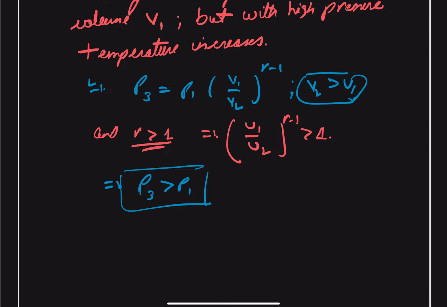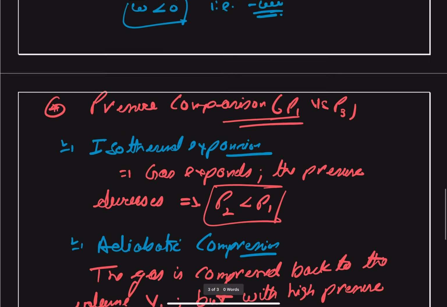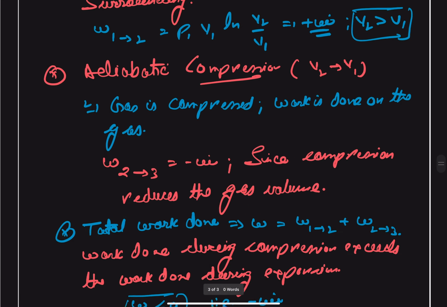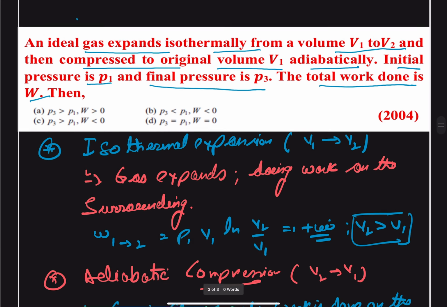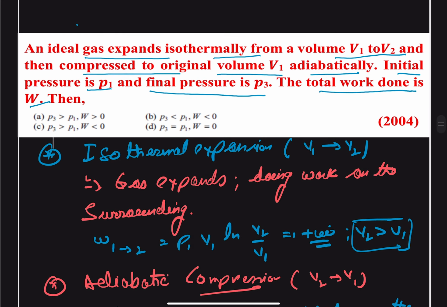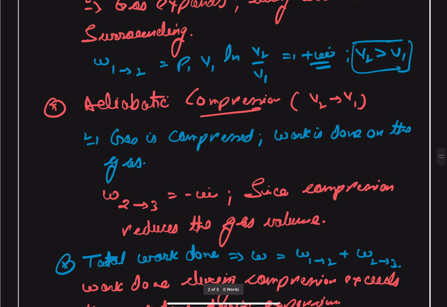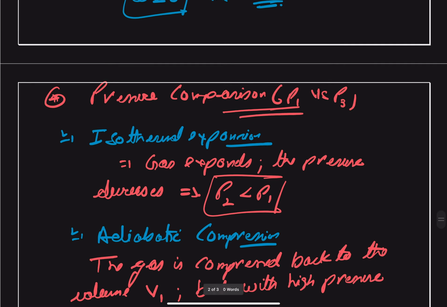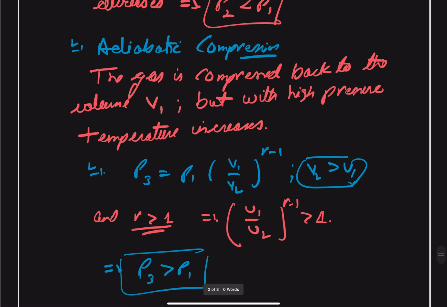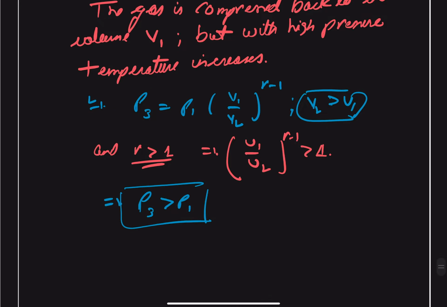So the correct option is: work done is negative and P3 is greater than P1. So work done is negative. Option number C is the correct option. P3 is greater than P1 and work done is negative. So option C is correct.